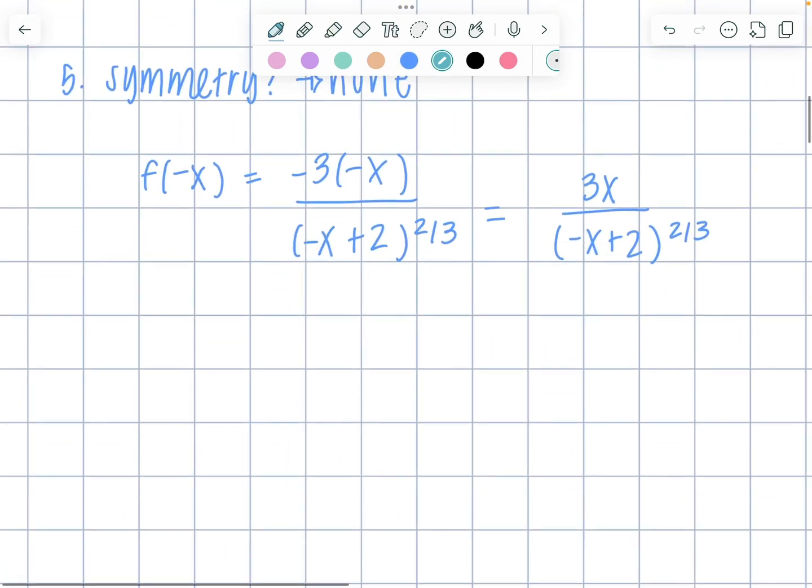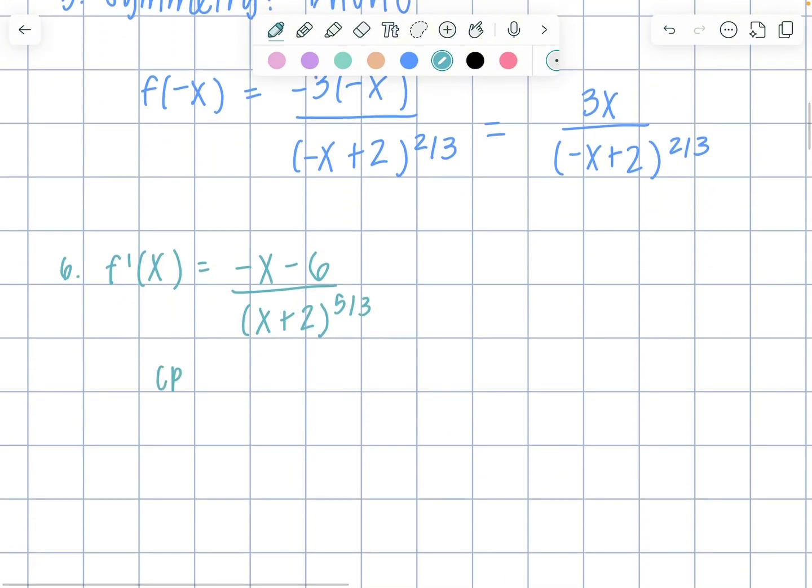Next, we'll test for increasing and decreasing intervals. To do this, we need to find the first derivative of our function. We can use the quotient rule, and by using this, we find that our first derivative is negative x minus 6 all over x plus 2 to the power of 5/3. Using this first derivative, we can find our critical points. This is when the first derivative is either equal to 0 or undefined.